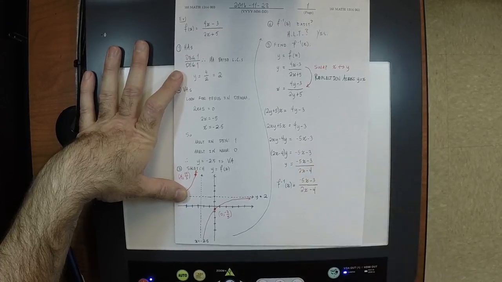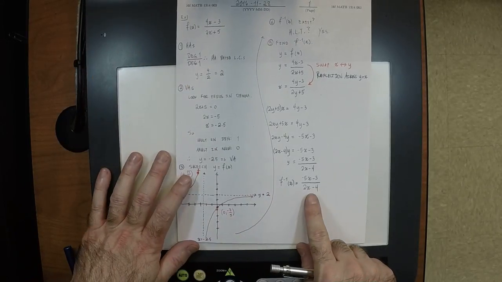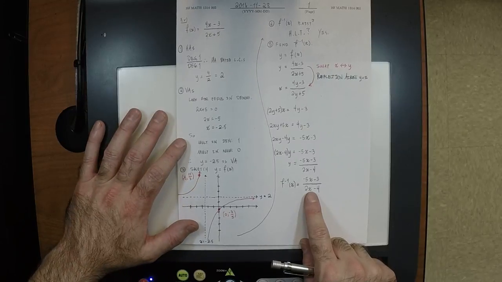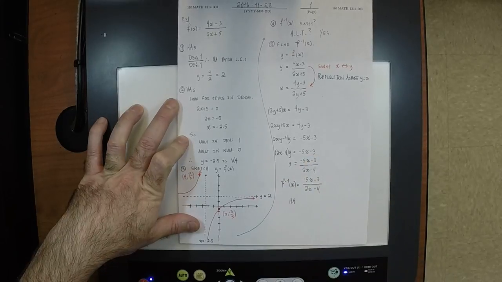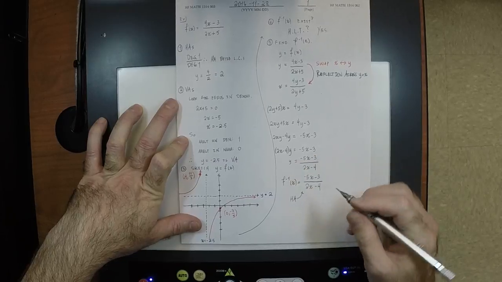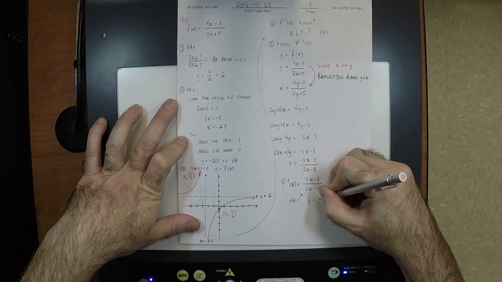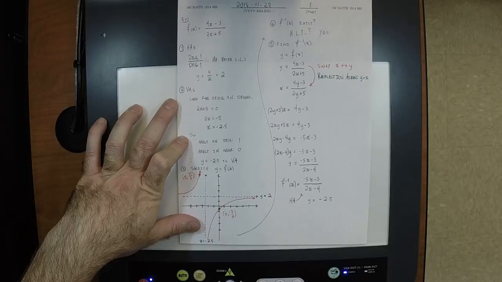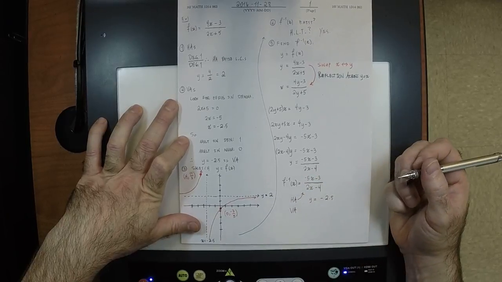Okay, now, here's a new function. Does this function have a horizontal asymptote? What's its horizontal asymptote? Right. And I'm going to write that as negative 2.5. Does it have a vertical asymptote? Yes. What's its vertical asymptote? 2.